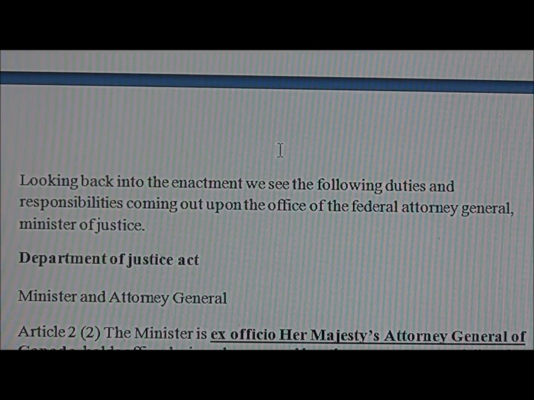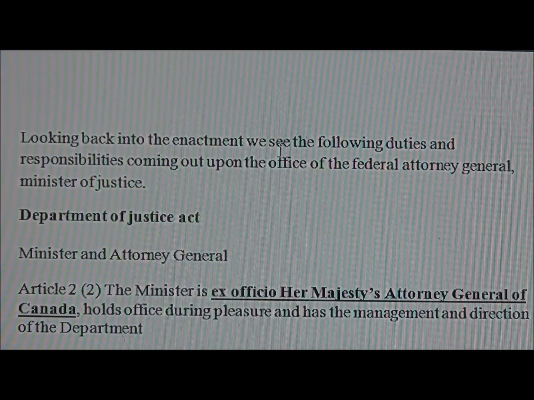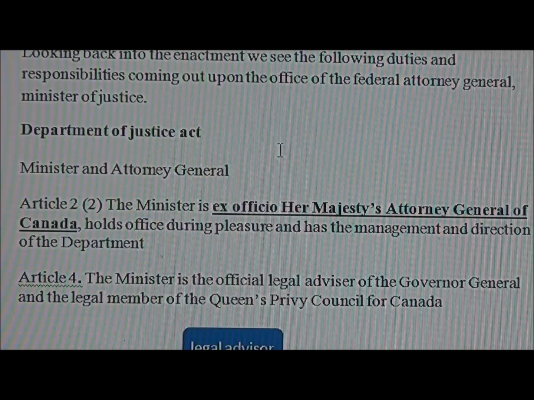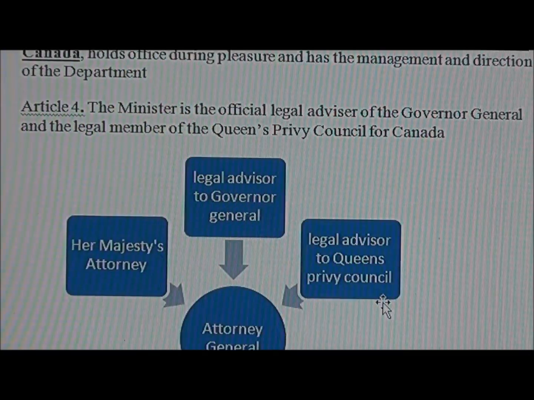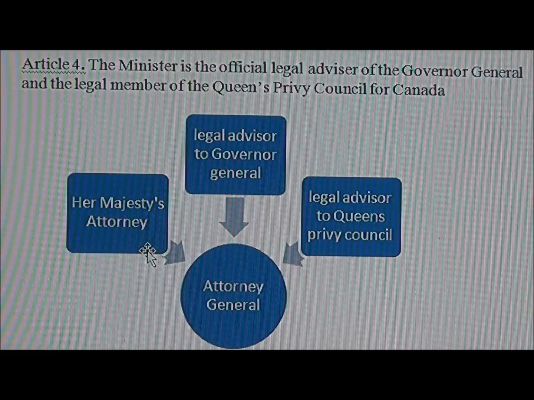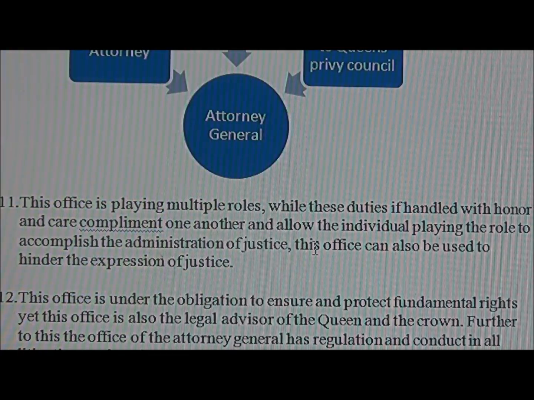Looking back into the enactment, we see the following duties and responsibilities coming out upon the office of the Federal Attorney General, the Minister of Justice. Now, Department of Justice Act, Minister and Attorney General. The Minister is ex officio Her Majesty's Attorney General of Canada, holds office during pleasure, and has the management and direction of the department. The Minister is the official legal advisor of the Governor General and the legal member of the Queen's Privy Council for Canada. So you see, the Attorney General is Her Majesty's attorney. He's also the legal advisor to the Governor General, and he's the legal advisor to the Queen's Privy Council.